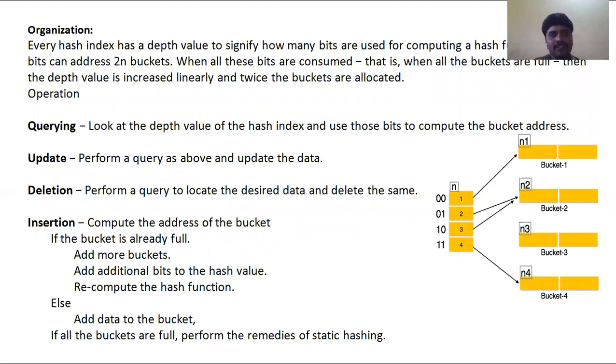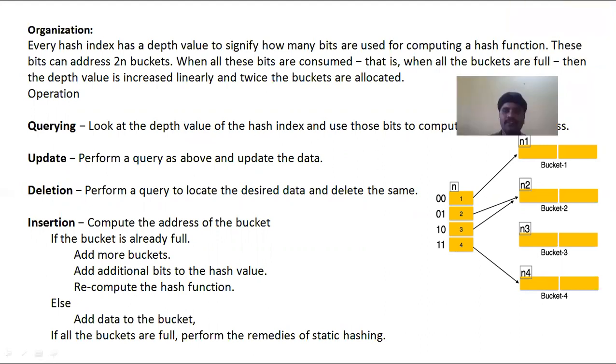So now we are discussing the organization of dynamic hashing, how we can organize it. Here the representation of the hashing function is the key values, and how they combine into buckets. Every hash index has a depth value to signify how many bits are used to compute the hash function.